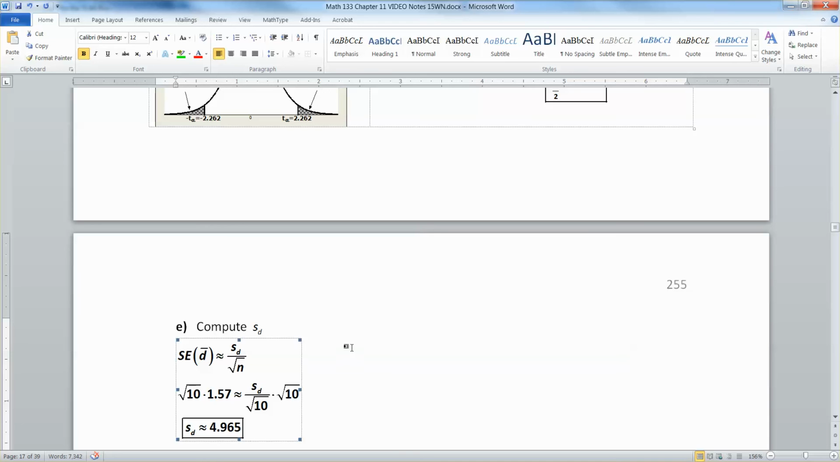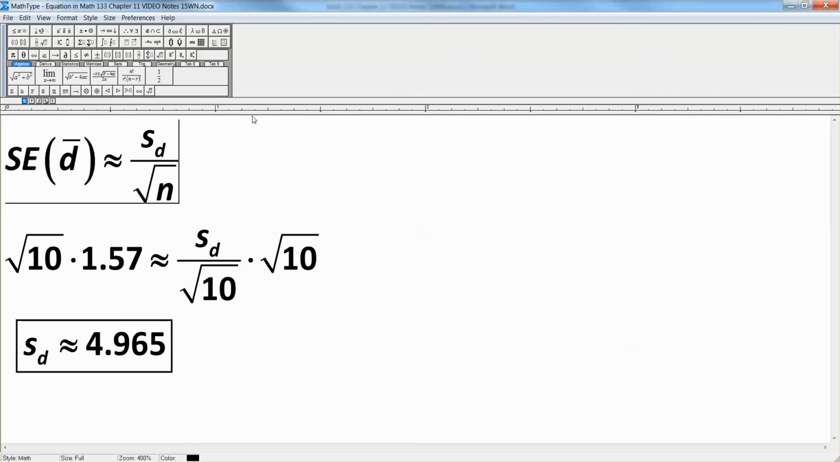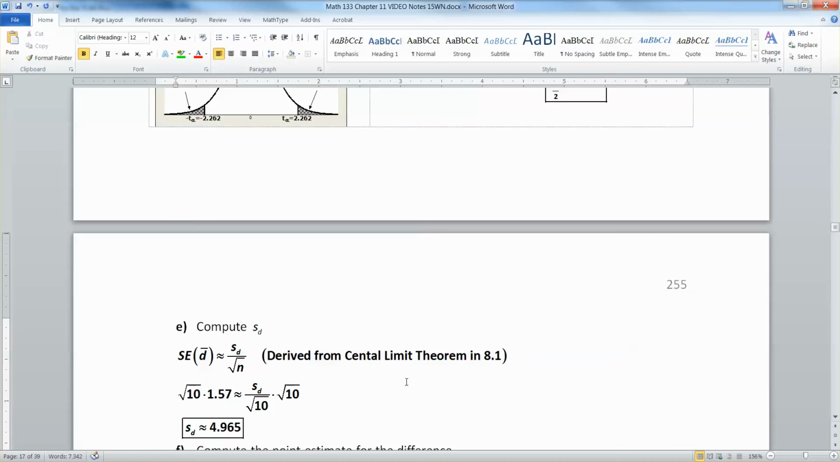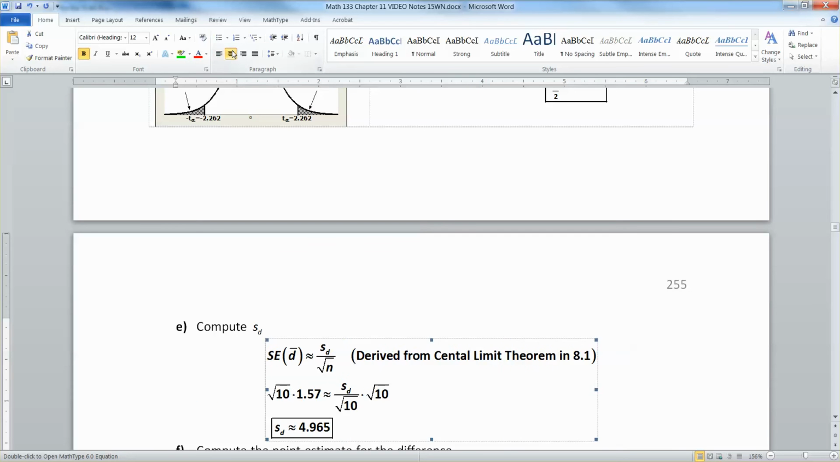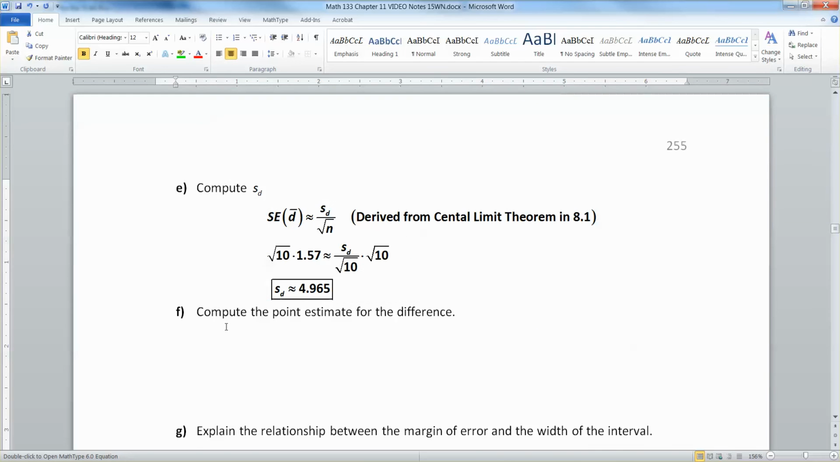And again, that formula is from the central limit theorem. I'll type that up real quickly. It's coming from the central limit theorem in section 8.1. So that's where that formula for the standard deviation is coming from.